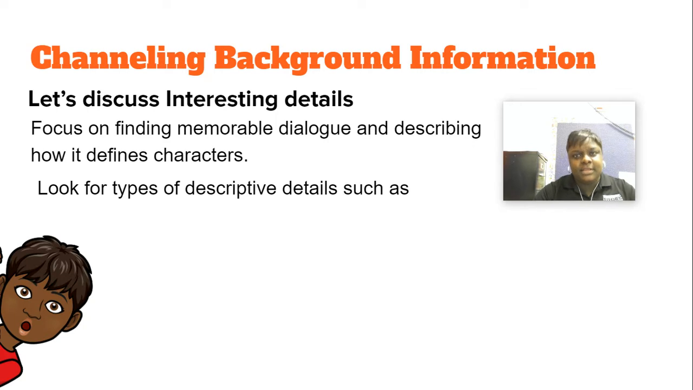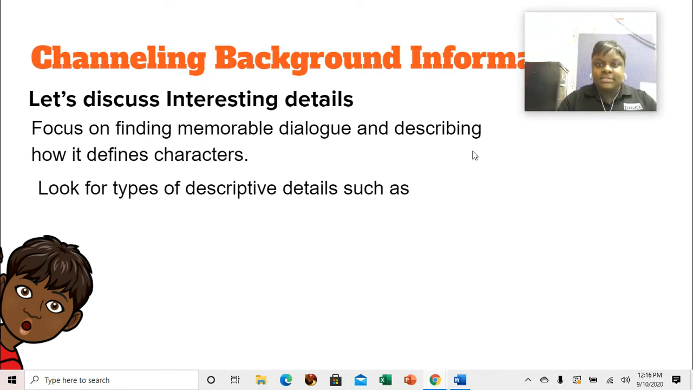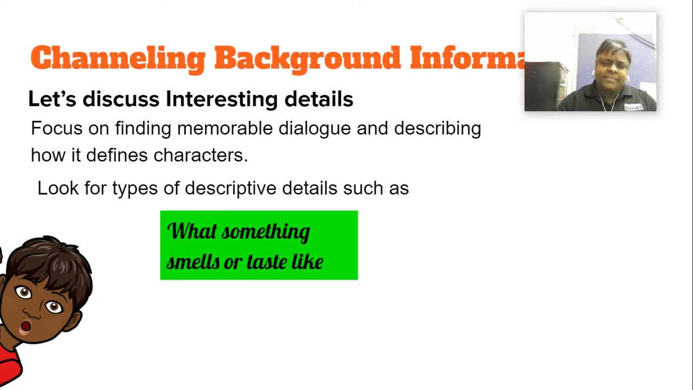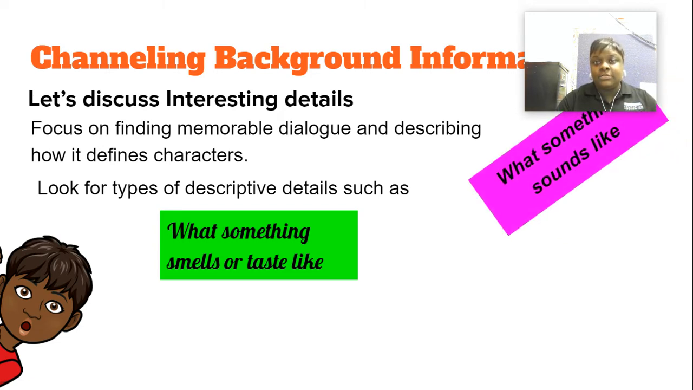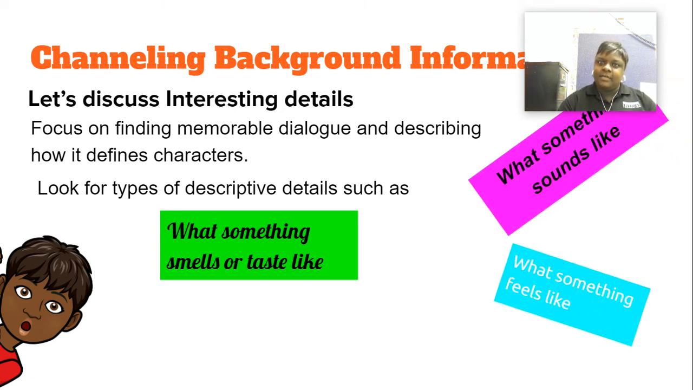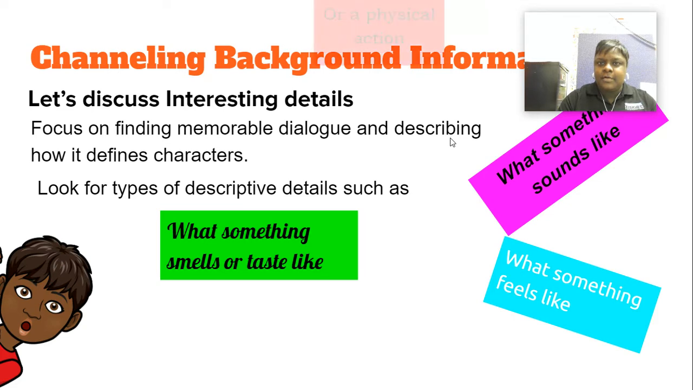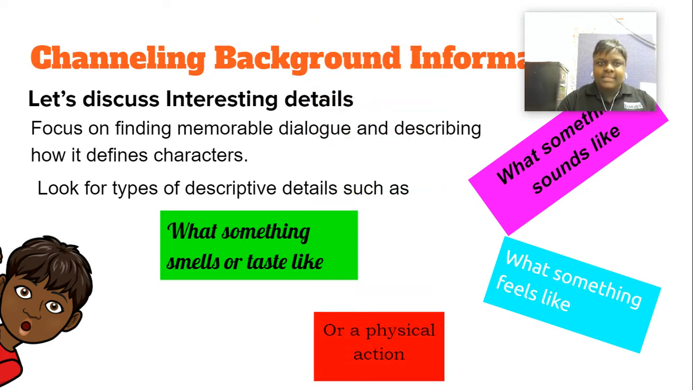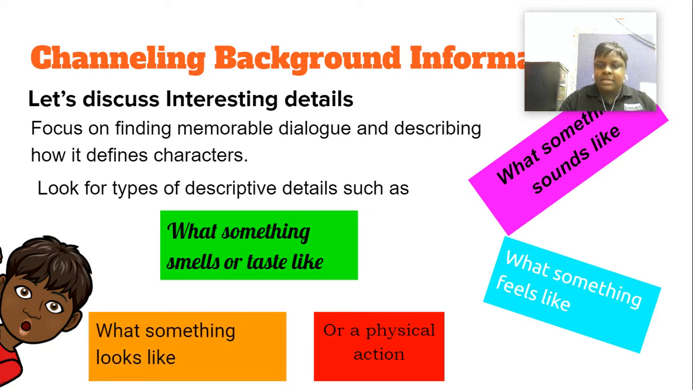There are other things that we can look for also when we're trying to find interesting details. We can look for descriptive details, such as how something smells or how something tastes. We can look at how something sounds. We can look at how something feels. We can also look at physical actions of a character, as well as how something looks. So all of these are things that we can look at when we're looking for interesting details.